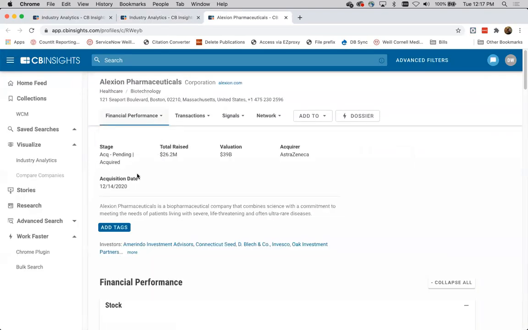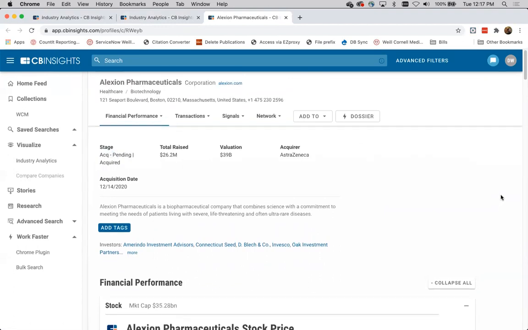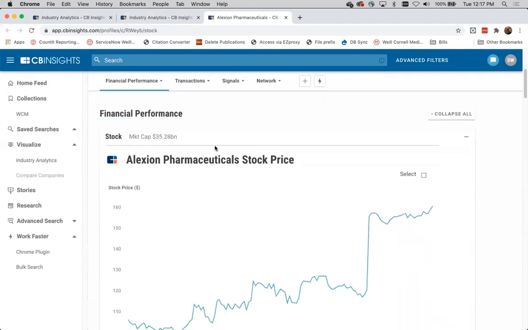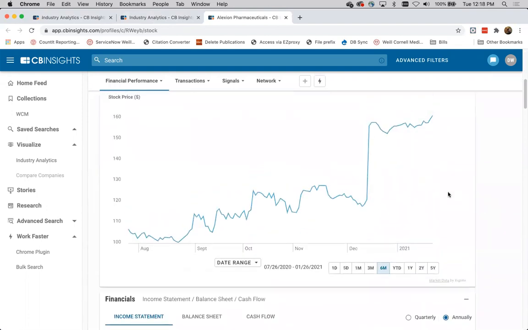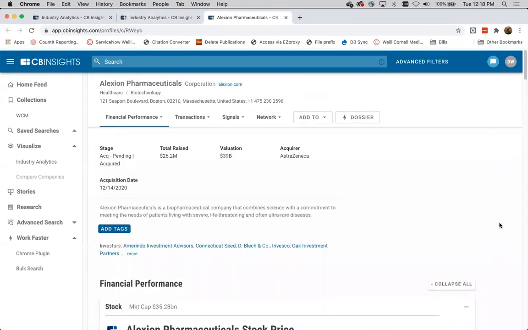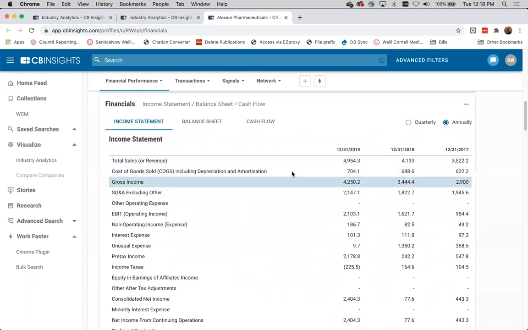So we've got a company like Alexion, which was acquired in December. So it gives us pretty much all the information that we can expect from a tool like this. We get a little stock information. We'll be like, okay, what happened here? And that is the acquisition date. So the market really liked that AstraZeneca went out and snagged them. It gives you your balance sheet. So again, this is also very helpful to know for investing purposes.